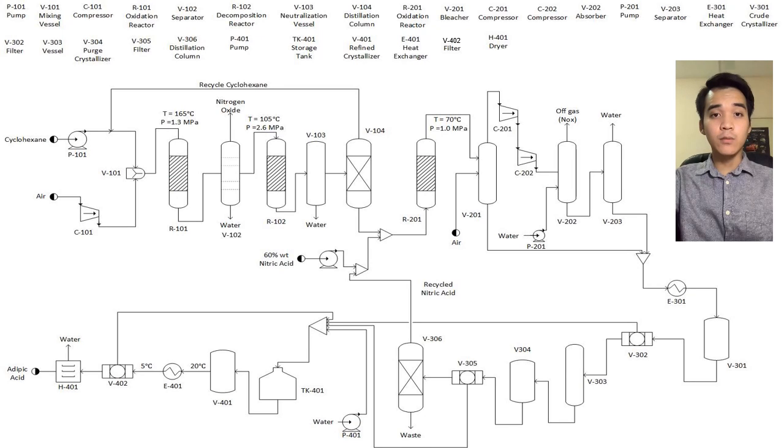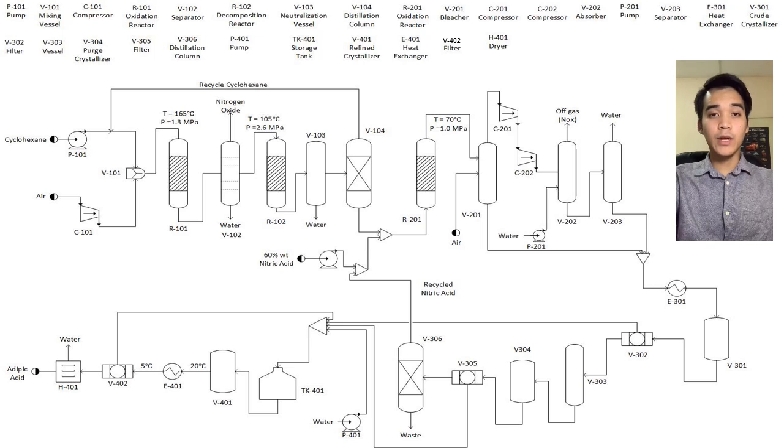Now I'm going to explain the whole process for the production of adipic acid. Like I said earlier, the first step is the oxidation of cyclohexene. The cyclohexene from the storage tank will be pumped into the mixer with the unreacted cyclohexene from the distillation column. At the same time, the air from the atmosphere will be compressed and enter the mixer, so the mixing process will occur between the air and cyclohexene. The mixture of air and cyclohexene will enter the oxidation reactor, and the reaction will occur at a temperature of 165 Celsius and a pressure of 1.3 megapascal.